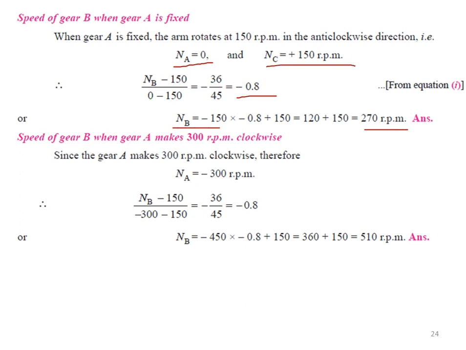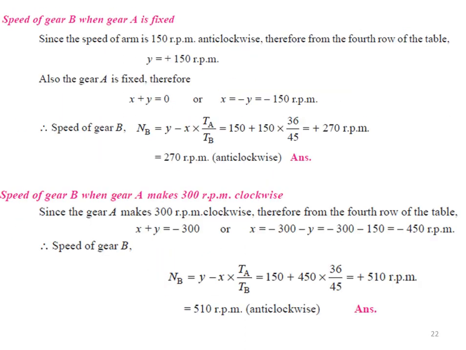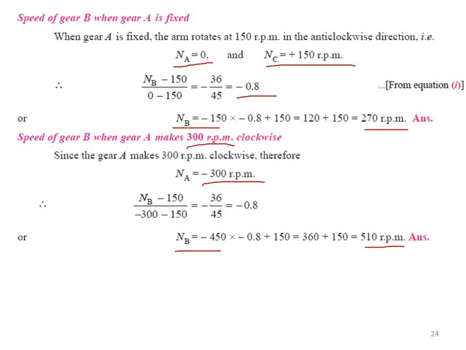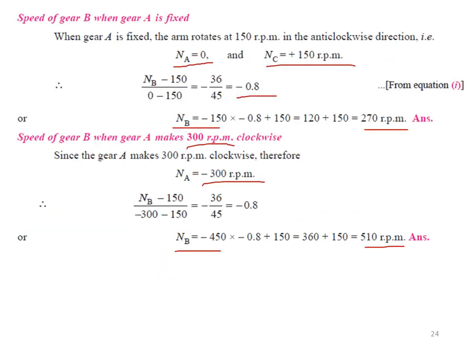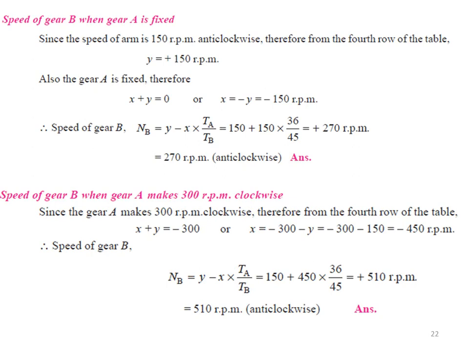For the second case, if they want to find the speed of gear B when gear A makes 300 rpm clockwise, you take Na as minus 300 and substitute it in the equation, so we get Nb as 510 rpm. So you get the same answer as in the tabular method. You can use this algebraic method also, but as there are only two gears, this will look simple. For a larger number of gears we will prefer the tabular method only.